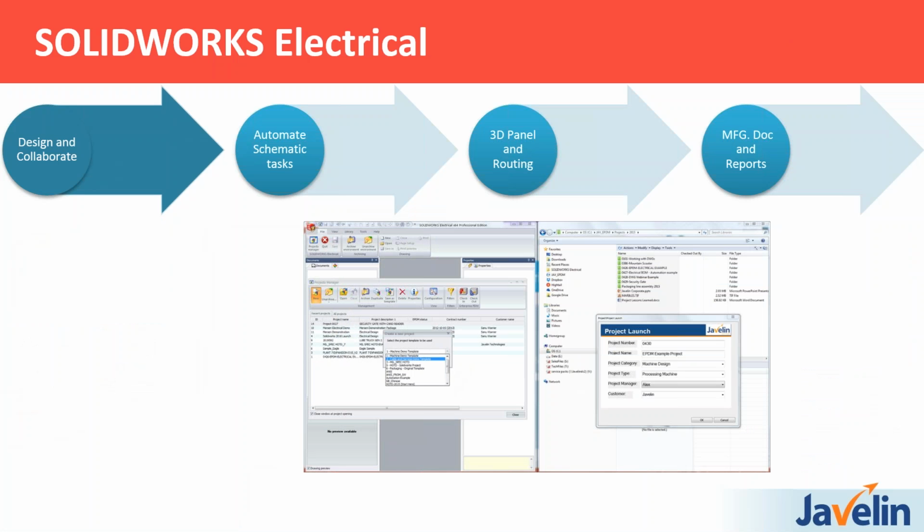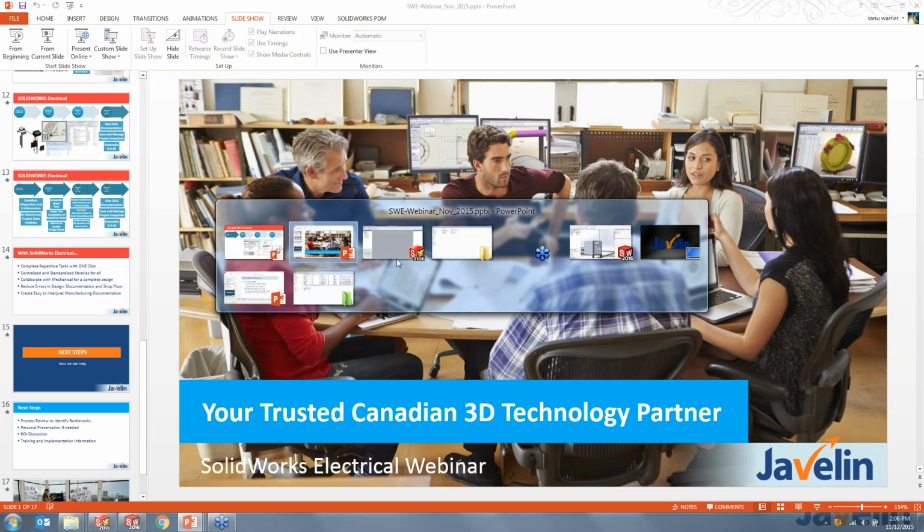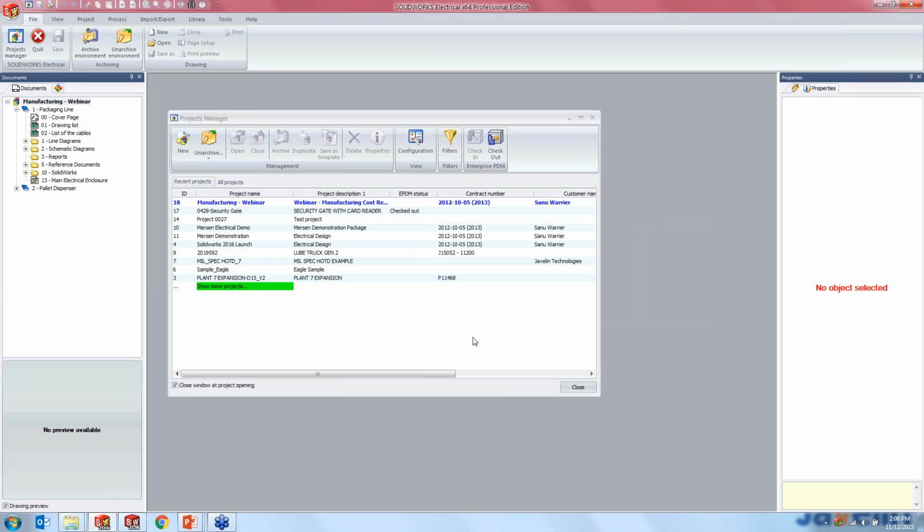So we're going to take a look at SolidWorks Electrical and see how we can design and collaborate. So let me get into the SolidWorks 2D side of it here. This is a 2D schematic application. You have a nice project manager, so you can start a project. I have it open already. You can go and look at all projects, search for it.